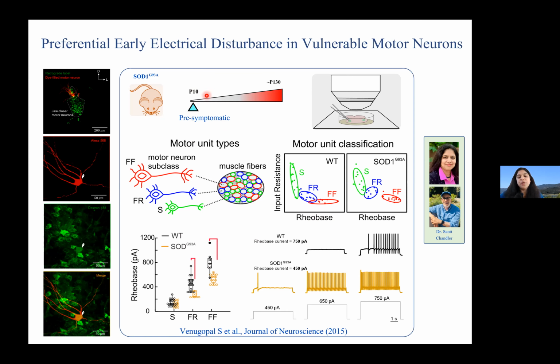P10 corresponds to postnatal day 10, whereas the symptoms start to manifest dramatically at about P90, 90 days or more. And the mouse only lives about P130 days. But even at P10, we were able to notice that cellular changes are occurring, especially in those motor neurons that are thought to be selectively vulnerable to degeneration. So we thought this was a very strong case of an electrophysiological signature for the disease itself.